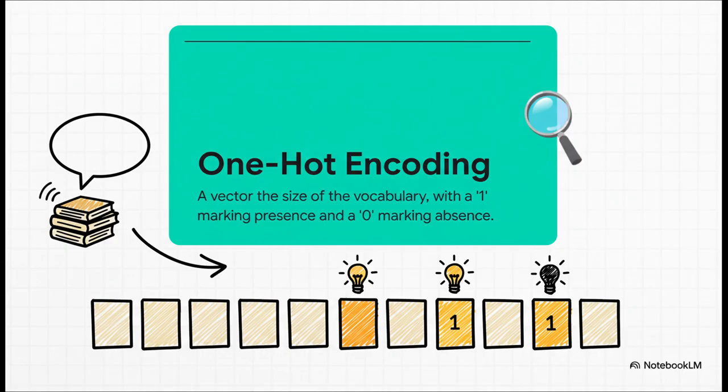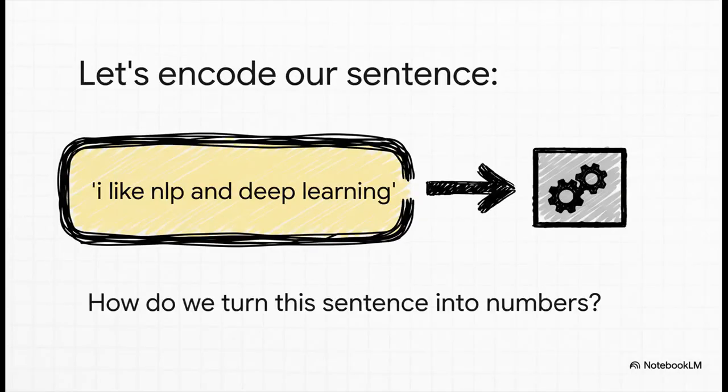We create a list of numbers, a vector, that is exactly as long as our entire vocabulary. And most of it is just going to be zeros, but we'll flip a 0 to a 1 to act like a light switch, turning on a light for every word that shows up in our sentence. So let's go back to our example sentence and see how this works.